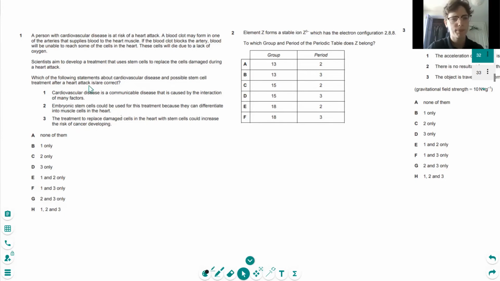So statement 1 states that cardiovascular disease is a communicable disease that is caused by the interaction of many factors. I'm going to highlight the important terms here. So GCSE biology, cardiovascular disease is, fortunately, not communicable. You can't catch heart disease or atherosclerosis, things like that. So we know that this must be false.